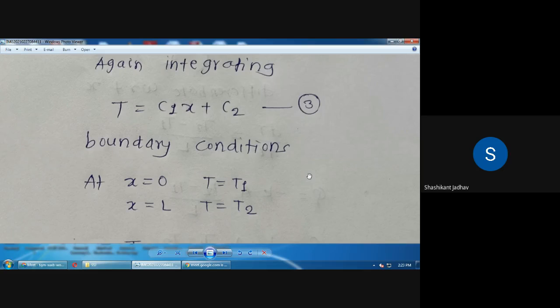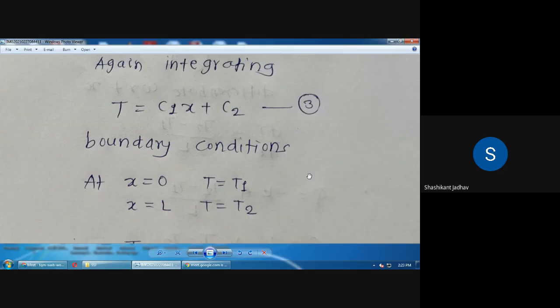Put whatever boundary conditions they have. Put the first boundary condition, x is equal to 0, then T is equal to T1. Then what do we get as the value of C2? So C2 is equal to what? Anyone? C2 is equal to what? Are the others not writing anything down? What about others?